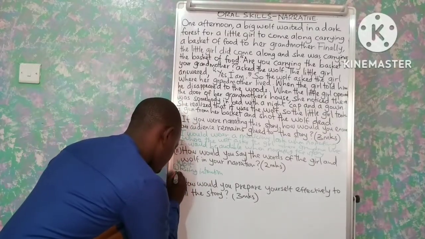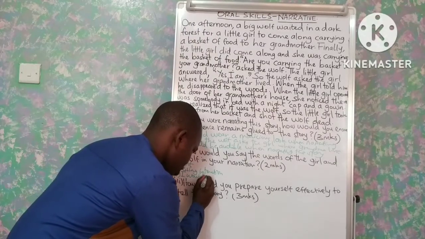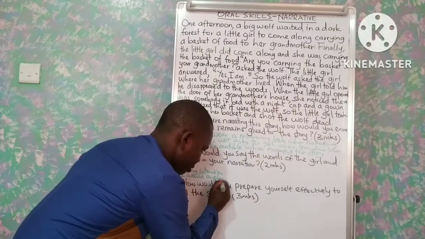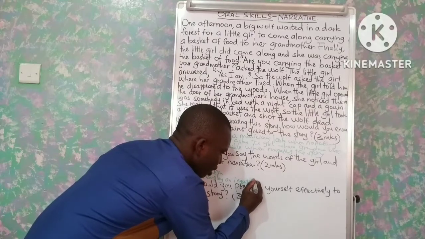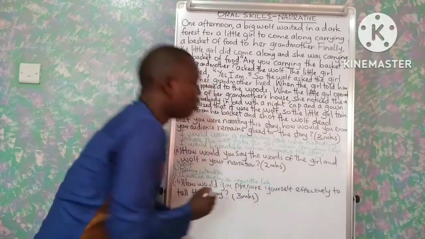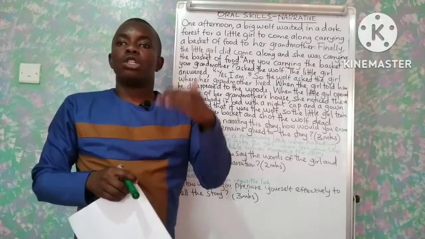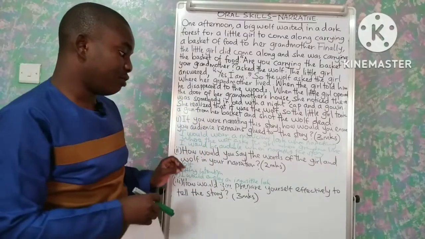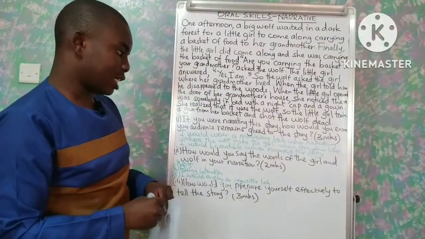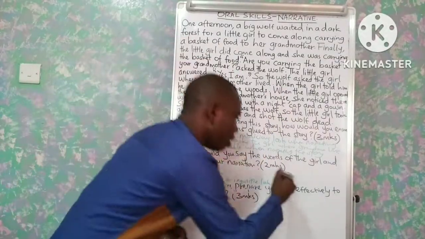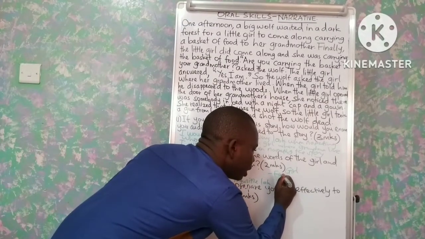So number 2, I would employ an inquisitive look. So as I ask the question in a rising intonation, I would also employ an inquisitive look. The words of the girl, "Yes, I am," I would use a falling intonation.